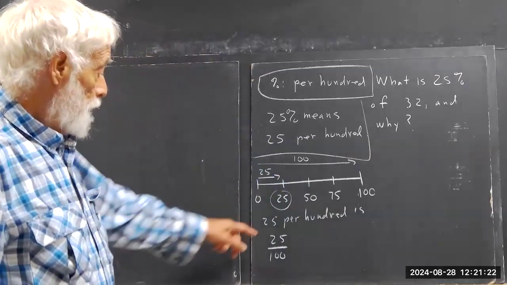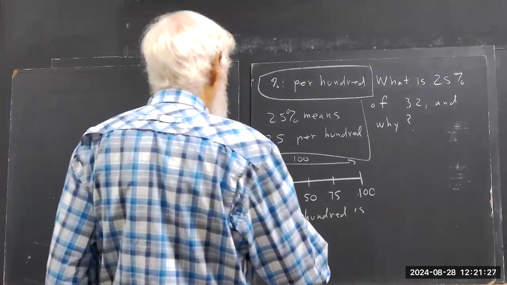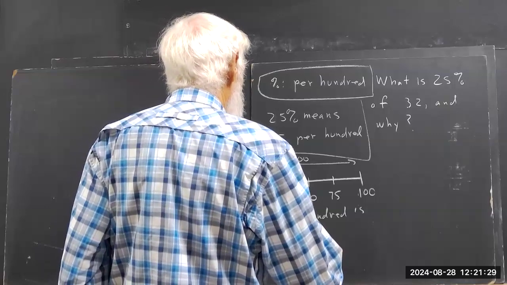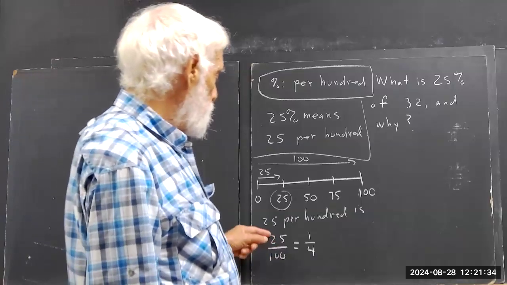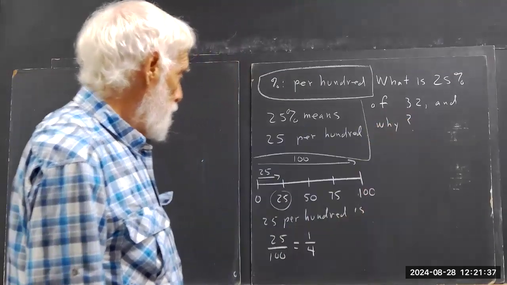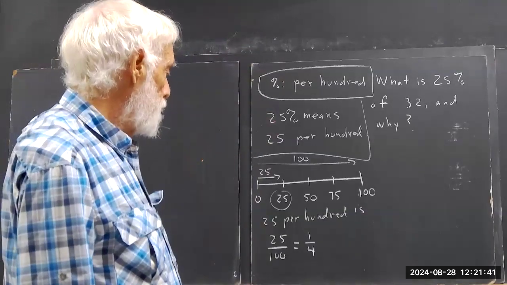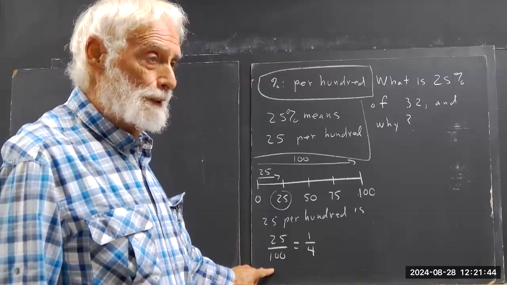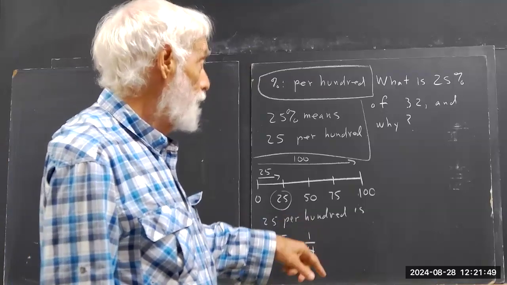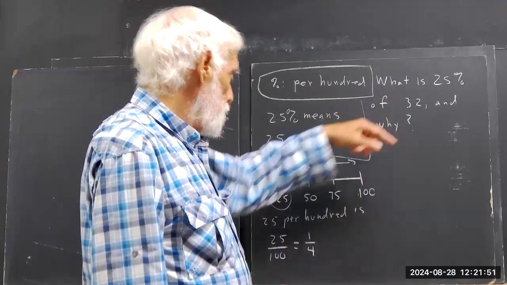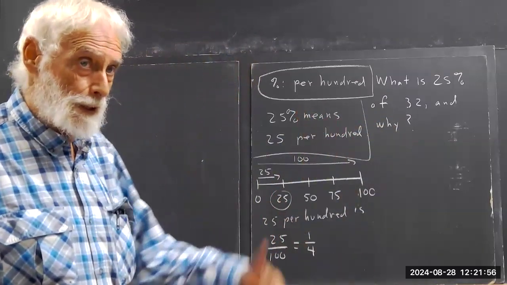25 per 100 means 25 hundredths, which of course, you can see from the picture, reduces to 1/4. Well, if you multiply 25 over 100 by 32, 25 times 32 is 800. Divide that by 100, you're going to get 8. Or if you multiply it by 1/4, 1 times 32 is 32 divided by 4. 32 over 4 is 8.